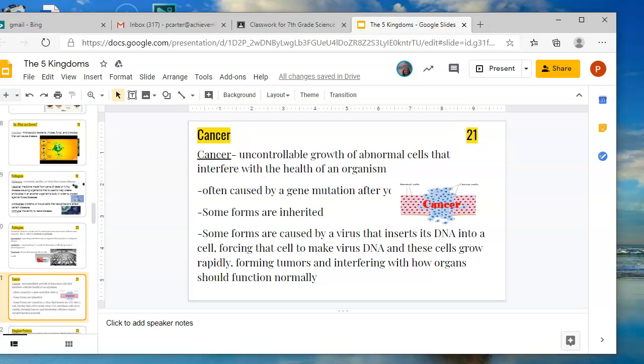Cancer. Cancer is an uncontrollable growth of abnormal cells that interfere with the health of an organism, often caused by a gene mutation. Some forms are inherited. Some forms are caused by a virus that inserts its DNA into a cell, forcing that cell to make virus DNA, and these cells grow rapidly, forming tumors and interfering with how organs should function normally.